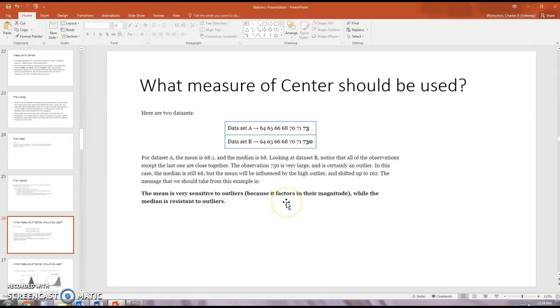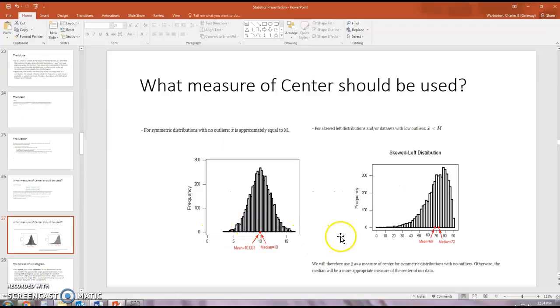And how do you know whether or not you should use the mean or the median? Because those are the 2 most common measures of center, it is based on whether or not the histogram shows that the data is skewed or symmetric. If it's symmetric, we should use the mean. If it's skewed, we should use the median, because the median is more resilient to outliers.